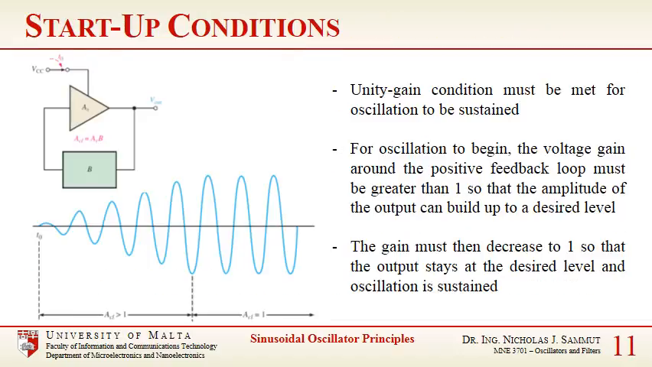We also mentioned the Barkhausen criteria. However, for us to get a gain of 1, we need to at least start up the circuit. So we need to start the oscillations in the beginning, and then when they reach stability, we need to change the gain so that it is equal to 1. In the beginning, we have to make a gain that is larger than 1, and then as we reach stability, we have to make sure that we get a closed loop gain equal to 1. So basically, for oscillation to begin, the voltage gain around the positive feedback loop must be greater than 1 so that the amplitude of the output can build up to a desired level. And the gain must then decrease to 1 so that the output stays at the desired level and the oscillation is sustained.